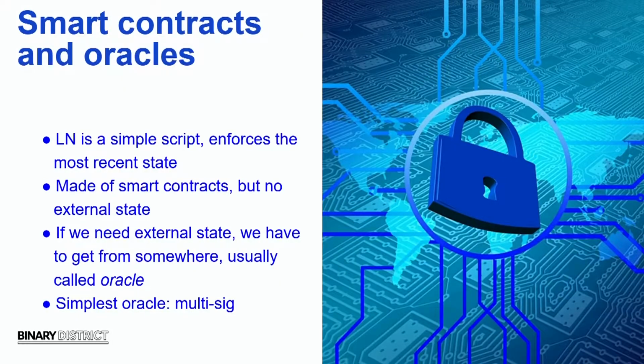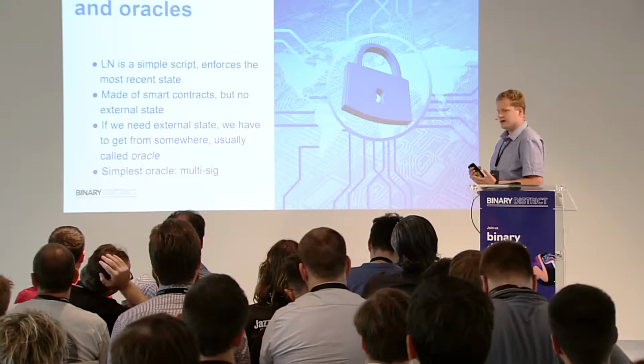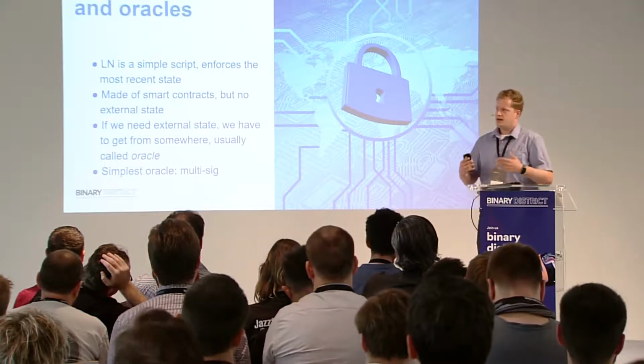Which means an oracle. This was already covered in, I think, 2 talks back about oracles. I'm still going to call them oracle, even if oracle doesn't like it. Lightning Network is a very simple script where it's meant to enforce the most recent state. And it uses information that Alice and Bob already know. They have a payment channel, and they can enforce it with information they have. So they don't need outside information to enforce the channel state. It's made up of smart contracts, but there's no external state.